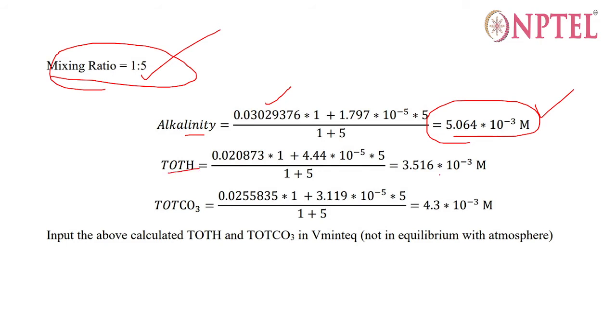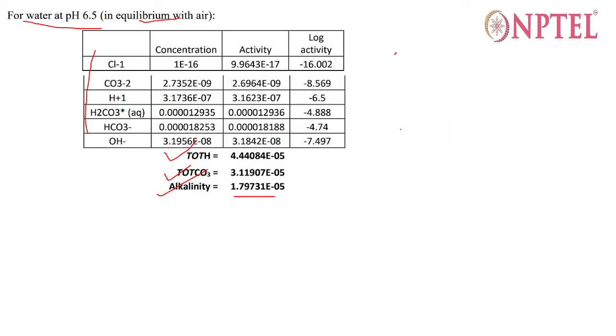Then total hydrogen also I'm getting in the same ratio 1 is to 5, right? I'm getting this much, and then carbonate also this much, 4.3 into 10 to the power minus 3 molar. Then input all these calculated values, this one and this one, right? So now you have to calculate this with respect to a closed system, not an open system. Up to this point, as you can see, this was an open system. Then we are moving towards the closed system.